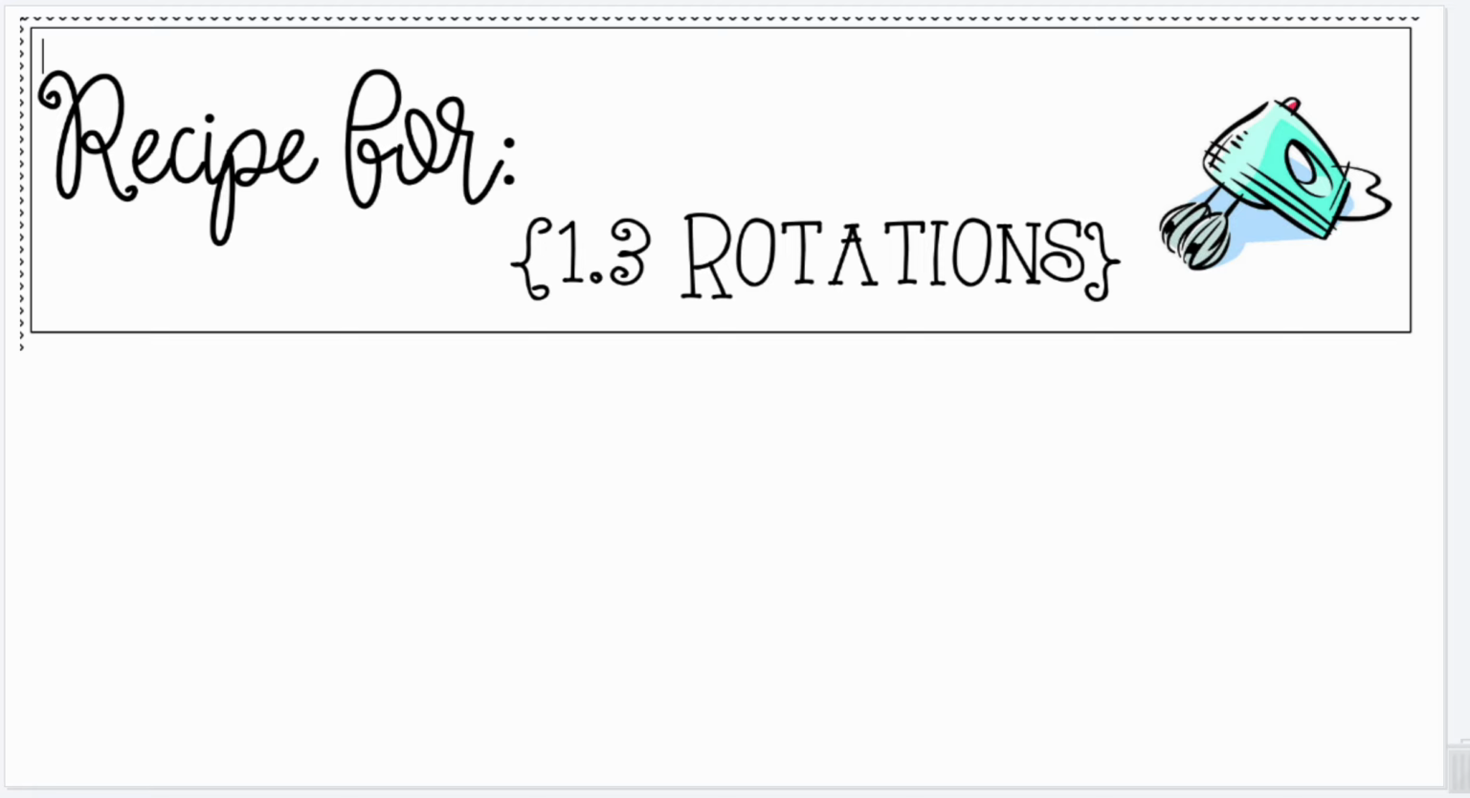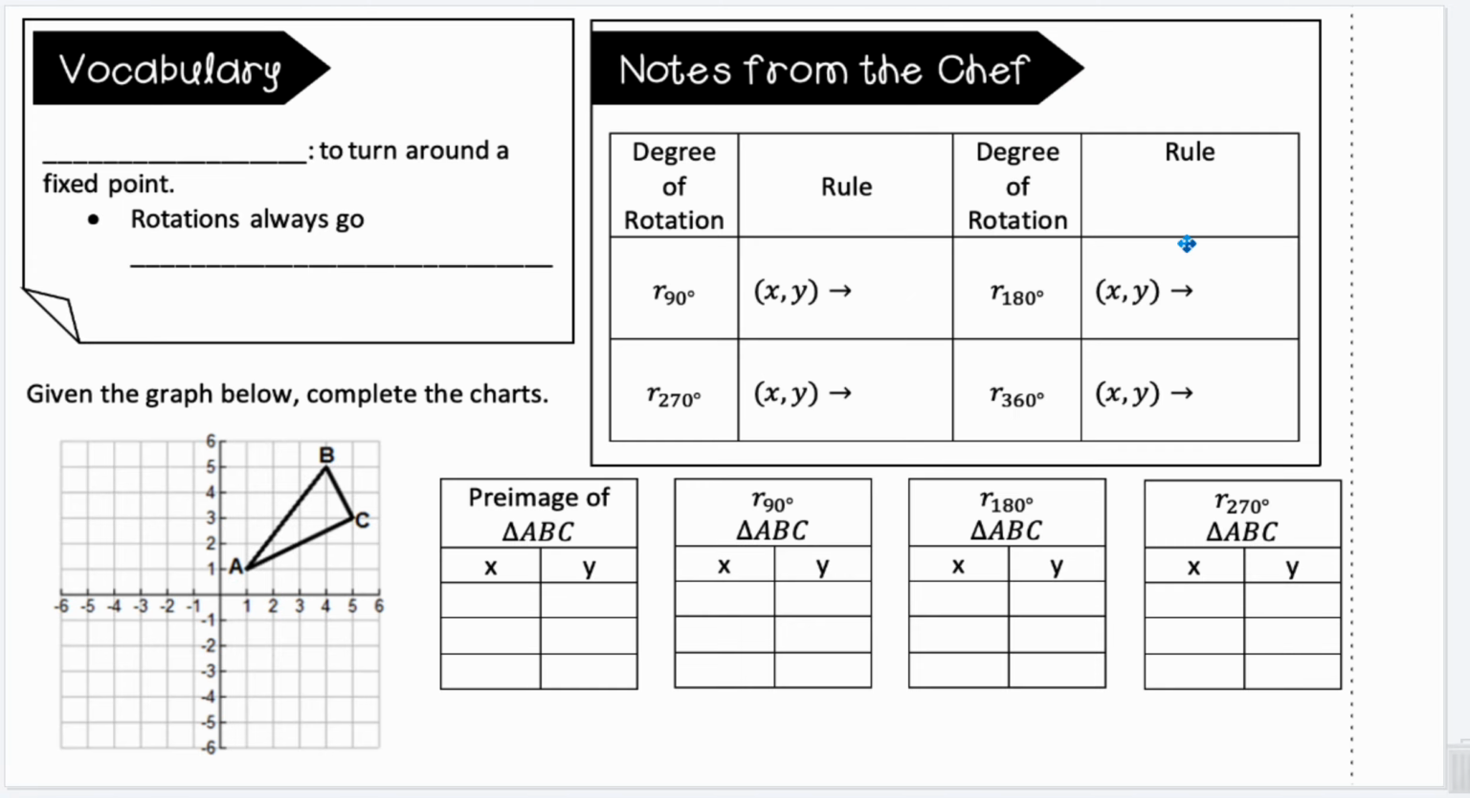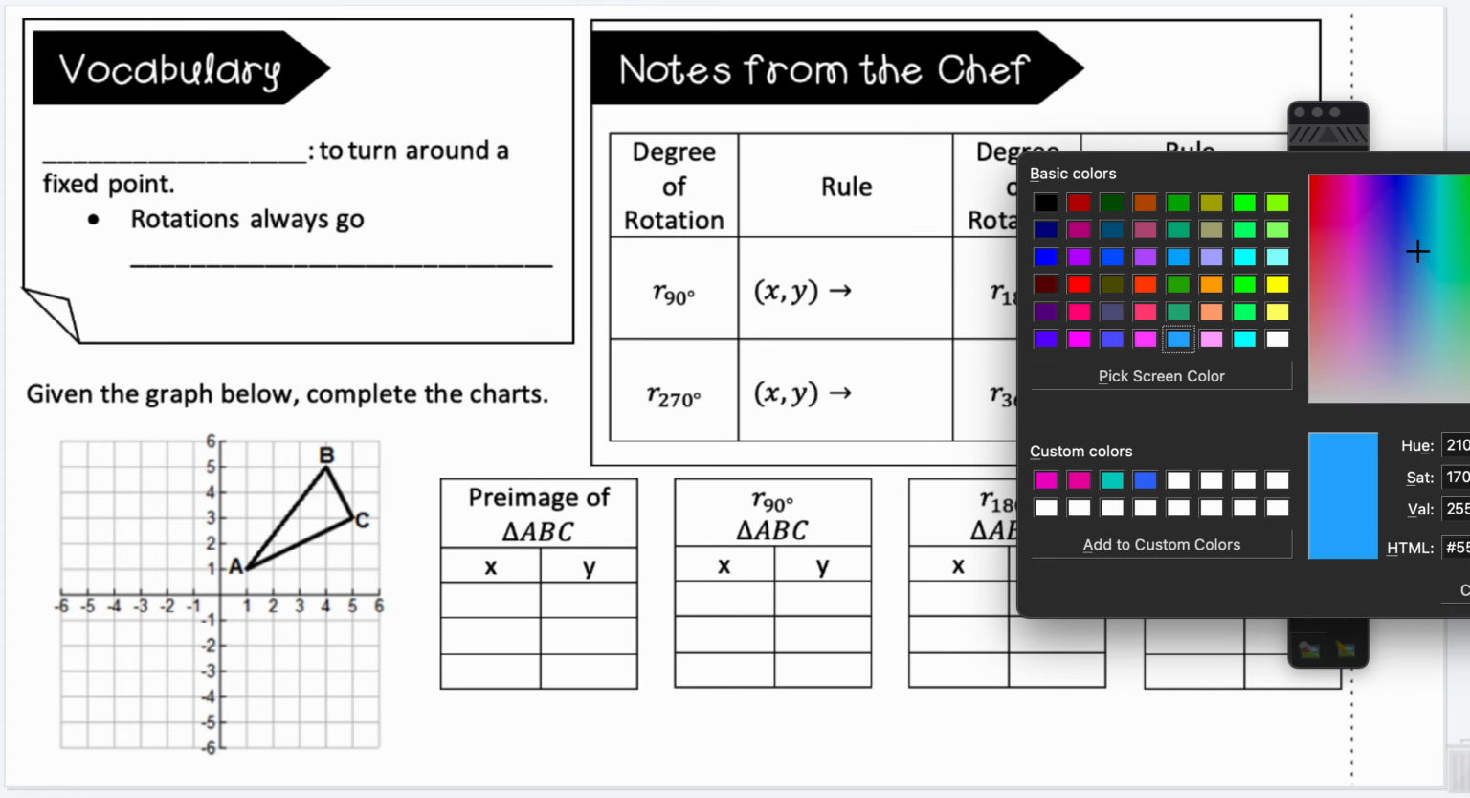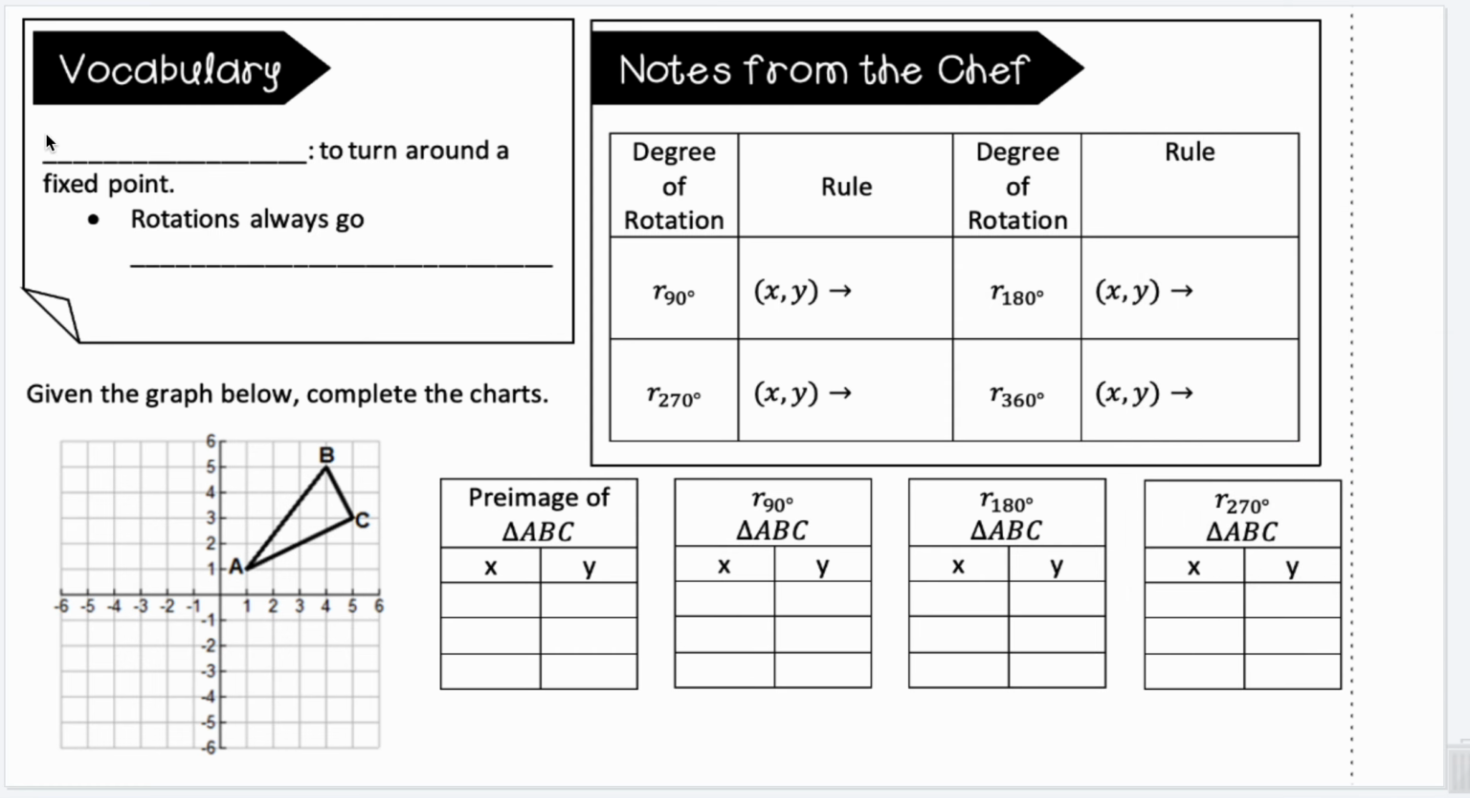And welcome back. So today we are talking about our third rigid motion, or our third transformation, and that is rotations. So rotations is a way that you turn a figure about a point. Things that you do need to know about rotations, unless they tell you otherwise: rotations are always going to go counterclockwise.